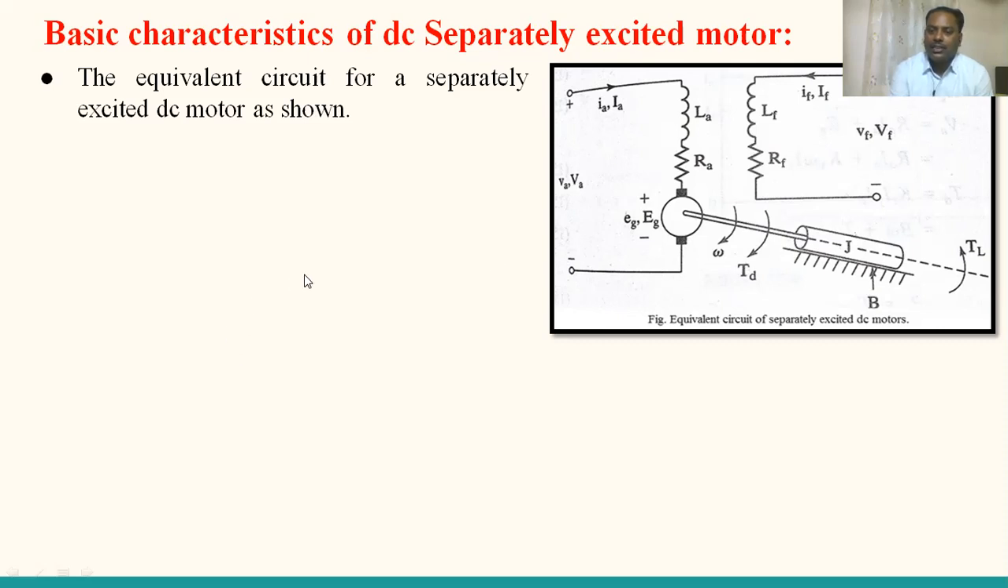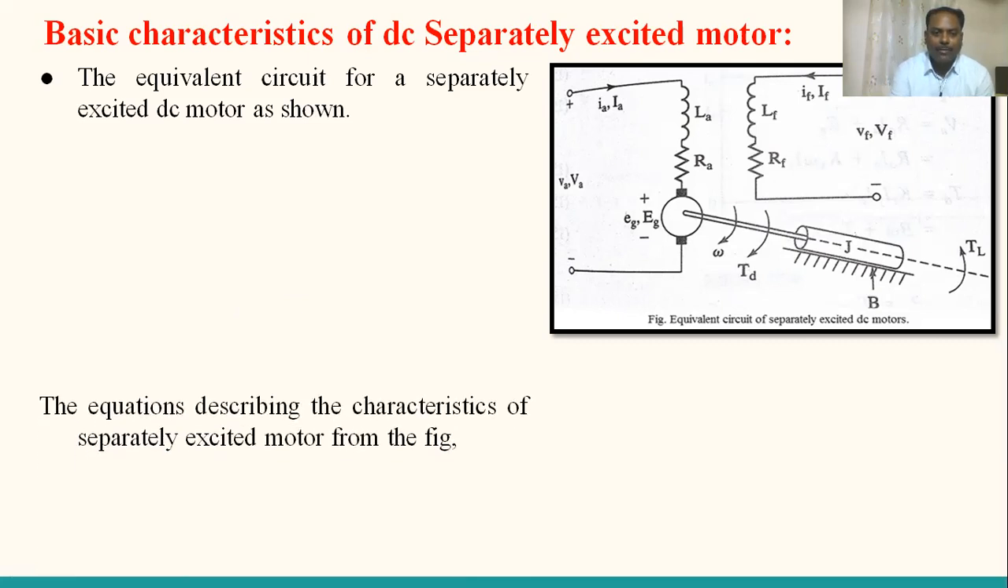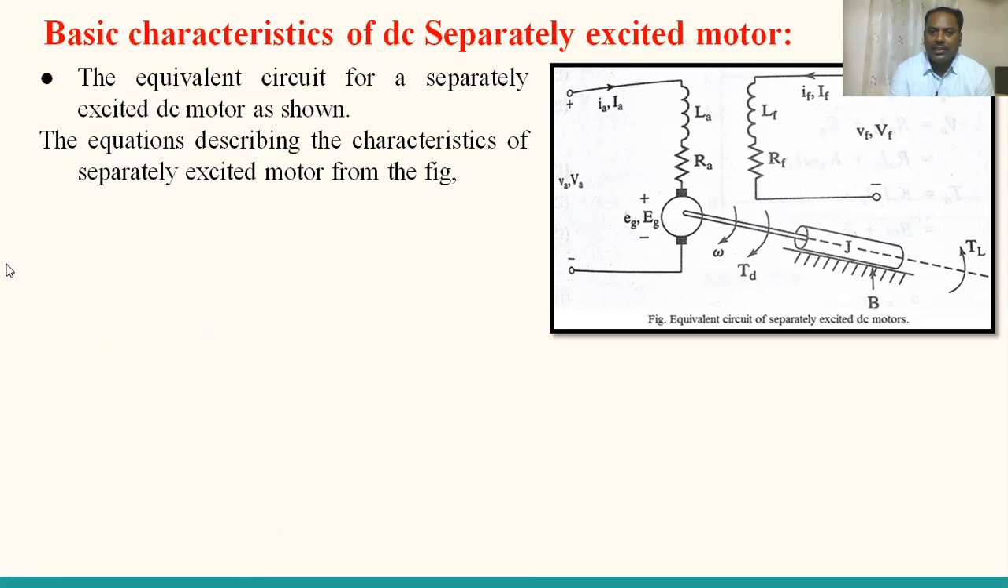So as per this circuit, let us frame some dynamic analysis of this particular drive. In this regard, the equations describing the characteristics of the separately excited motor from the figure. Let us see the loop equation of the field circuit. It is VF = IF RF + LF dIF/dt. So LF dIF/dt is the time derivative.